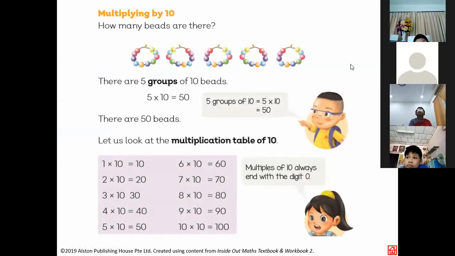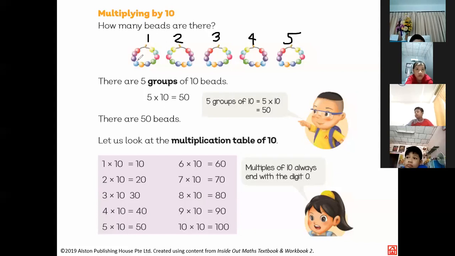Now let's try to do multiplication, or multiplying numbers by 10. So how many beads are there? Let's try to see the groups first. So we have the first group, second group, the third group, the fourth group, and the fifth group. How many beads in each group?